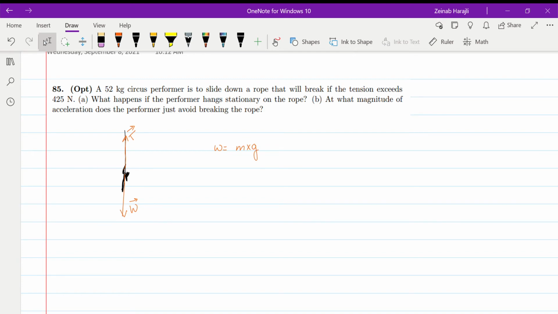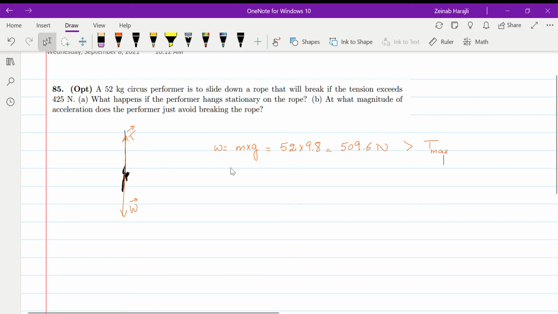If it does, then if he is hanging stationary, he's going to break the rope and he will fall down. So we are given his mass. Just multiply this by gravity to find the value of the weight. And if we solve this, we're going to find that his weight will be 509.6 newtons, which is greater than the maximum tension.